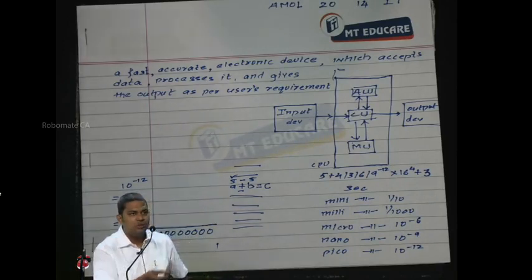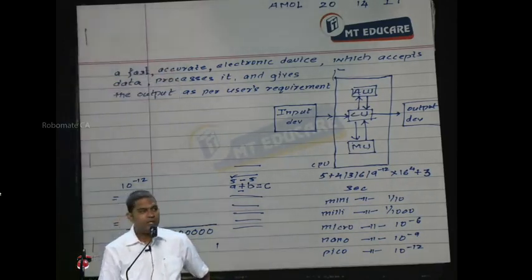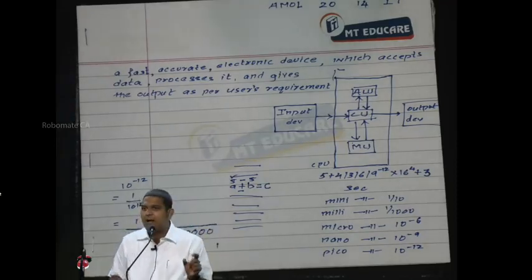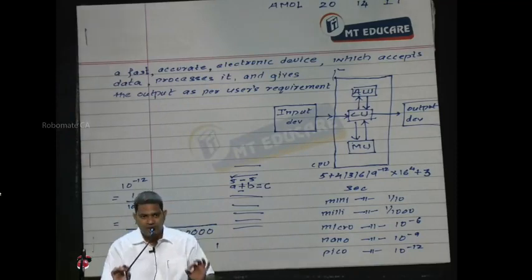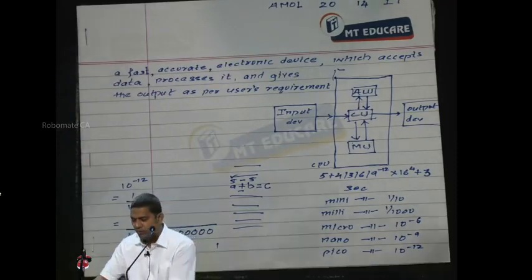Electronic device, no one in this class knew what the difference between electrical and electronic is. When I say accurate, you need to understand. When I say fast, each and every term had something. Right or wrong? Yes or no? So now you can take down whatever is there.